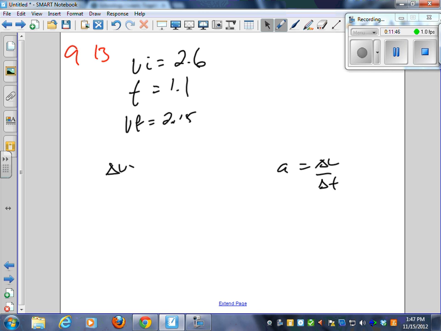So it's going to be delta V is VF minus VI. 2.15 minus 2.16. I got to rewrite this. And you get minus 0.45.